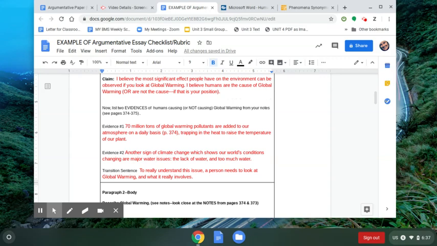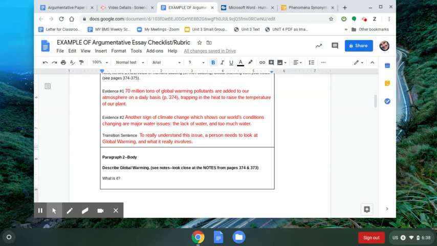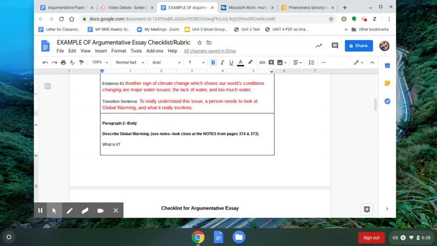Use your notes. The first evidence that I put down is 70 million tons of global warming pollutants are added to our atmosphere on a daily basis, page 374, trapping in the heat to raise the temperature of our planet. Evidence 2 was another sign of climate change, which shows our world's conditions changing are major water issues, the lack of water and too much water. Then I have a transition sentence into the next paragraph, which is, to really understand this issue, a person needs to look at global warming and what it really involves. So this will link me now into my body paragraph.